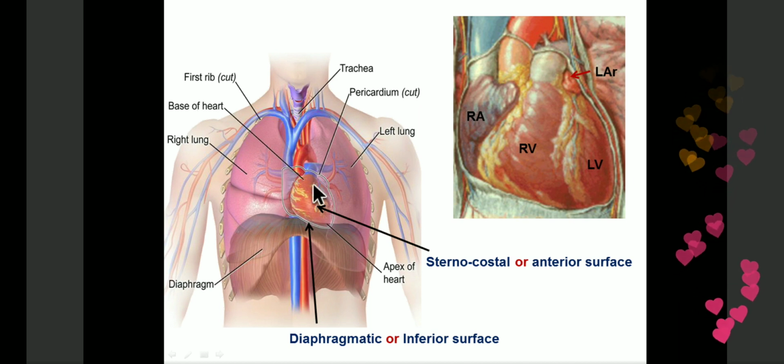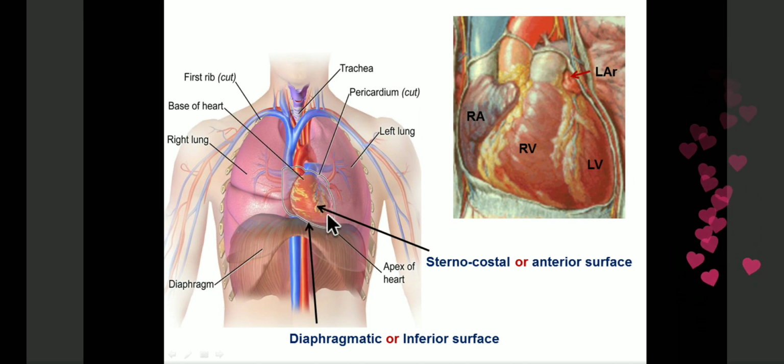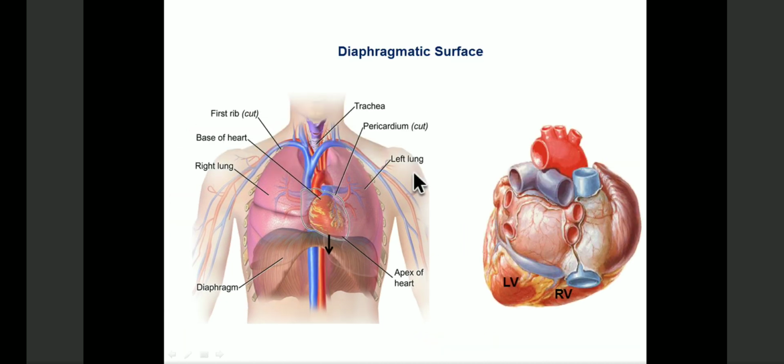So this is what we had seen: the sternocostal or the anterior surface of the heart after opening the thoracic cavity and removing the fibrous pericardium anteriorly. What about the surface which is lying in relation with the diaphragm, where the fibrous pericardium was attached to the central tendon and the left dome of the diaphragm?